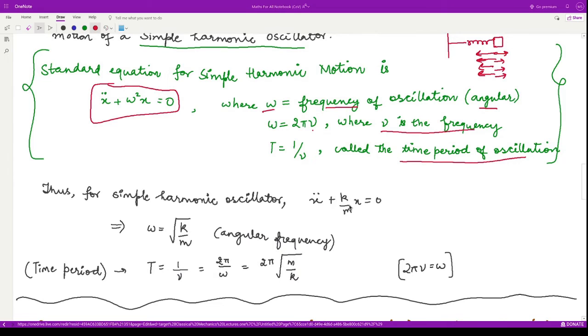So in our case, what is omega? Omega comes out to be the square root of this quantity. So this is the angular frequency for our given spring mass system, the given simple harmonic oscillator, and the time period is 1 by nu. And what is nu? 2 pi nu is equal to omega, so nu is equal to omega divided by 2 pi. So it comes out to be this, and omega was square root of k upon m. So this is the time period associated with our system.